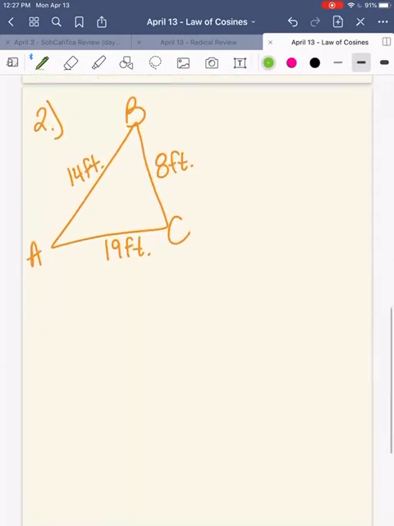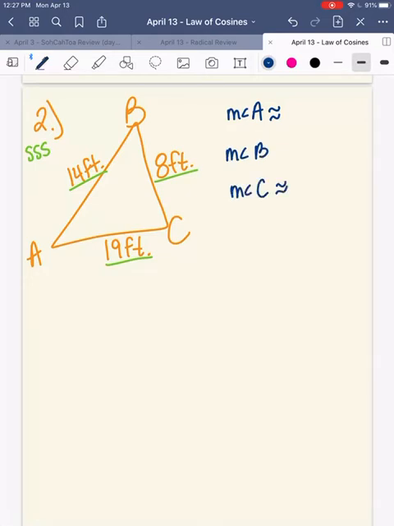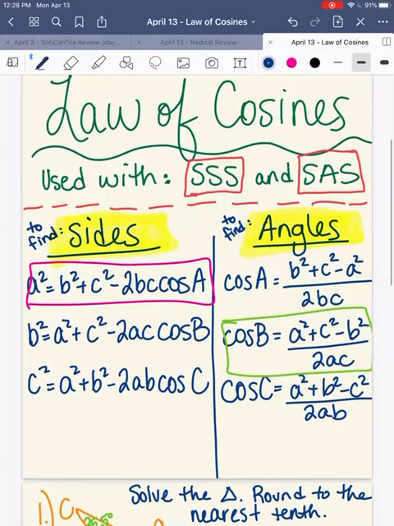So number 2 is a side, side, side problem. That should not be difficult to tell. We have no angles. So if we're solving the triangle, we need to say the measure of angle A, the measure of angle B, and the measure of angle C. We got to find all of these things. All right, so we need to find these three things, and that means we're going to just use the formulas on the right.